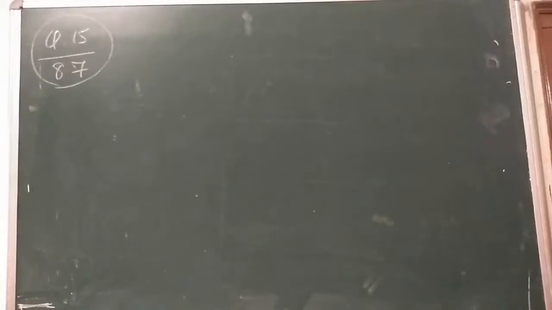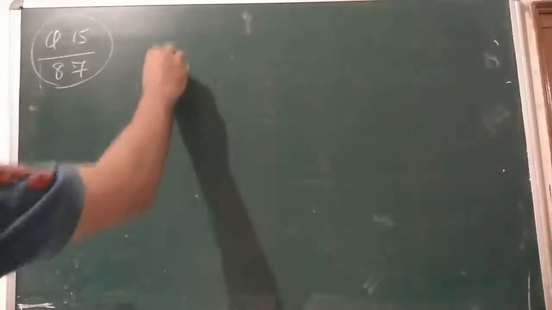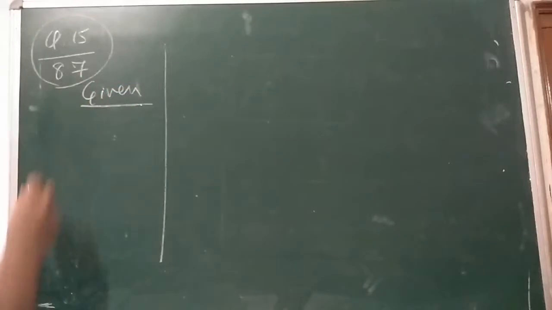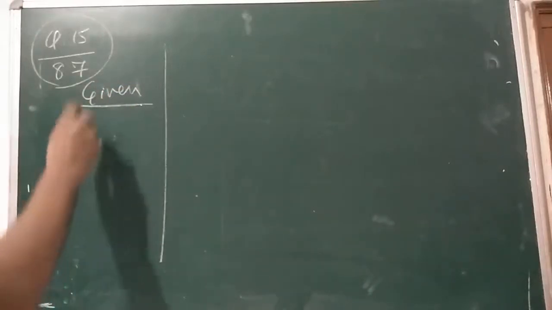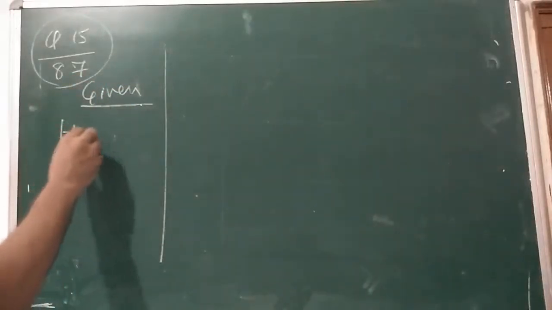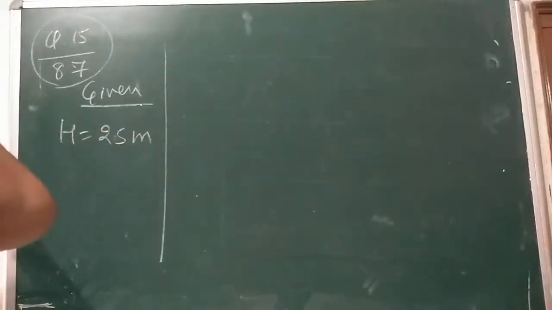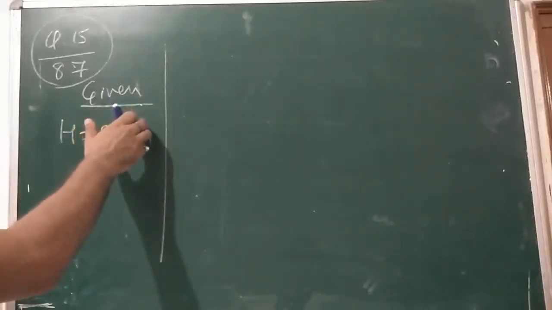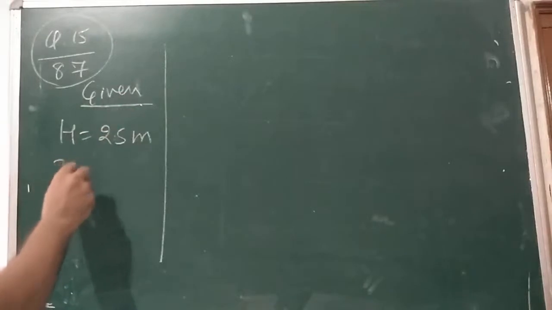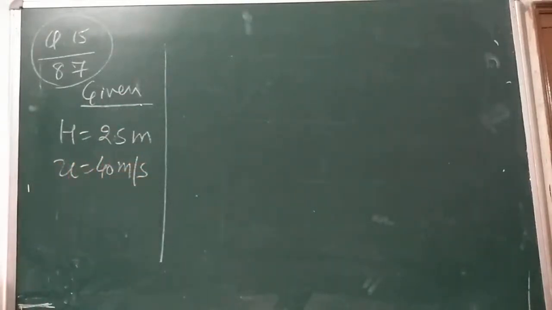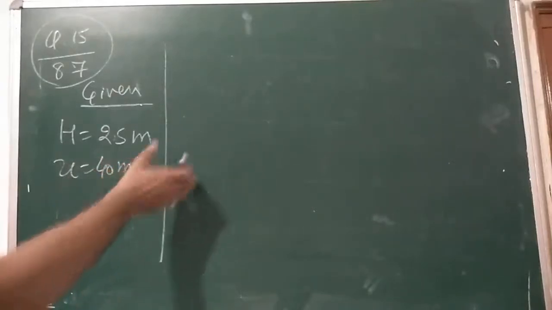The ceiling of a long hall is 25 meter high. How to solve the numerical? What are the things given? On the left hand side, the ceiling of a long hall, H equals 25 meter. What is the maximum horizontal distance that a ball thrown with a speed of 40 meter per second can go without hitting the ceiling of the hall?